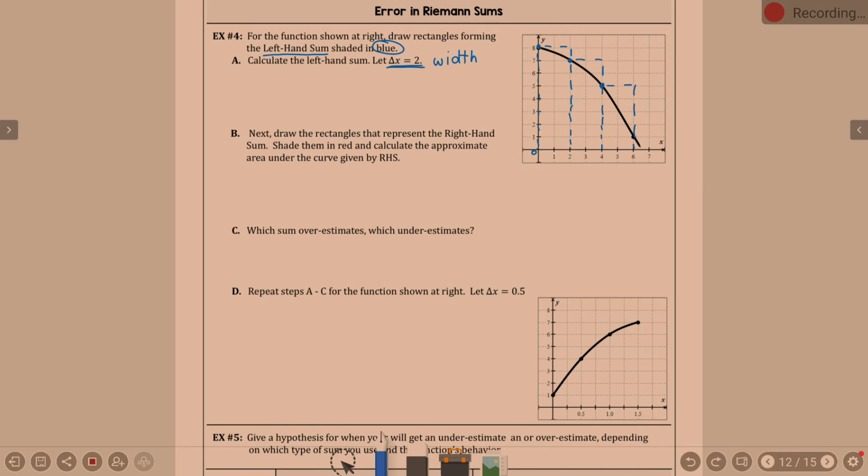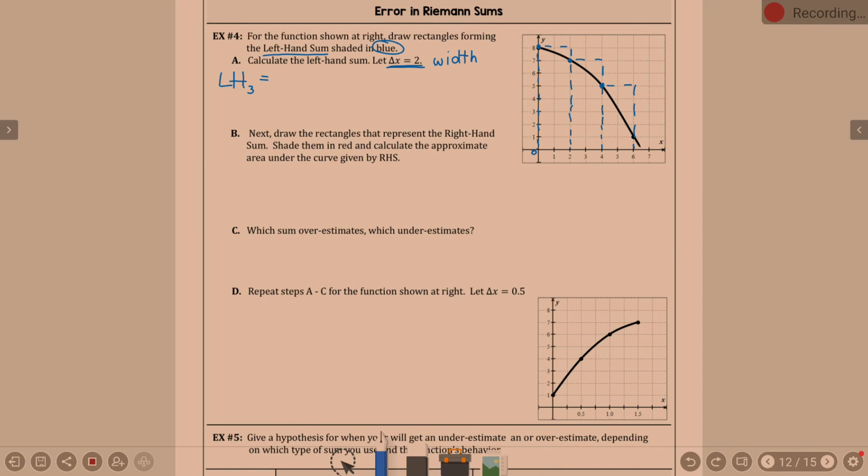Now, calculate the left-hand sum. So I'm going to note this. This is a left hand with 3 rectangles. So that's left-hand sum with 3 rectangles. So I said LH sub 3. Okay. What do we know about the first rectangle? What about the area of the first rectangle? 16. Because it was, I don't want to hear 16 yet.